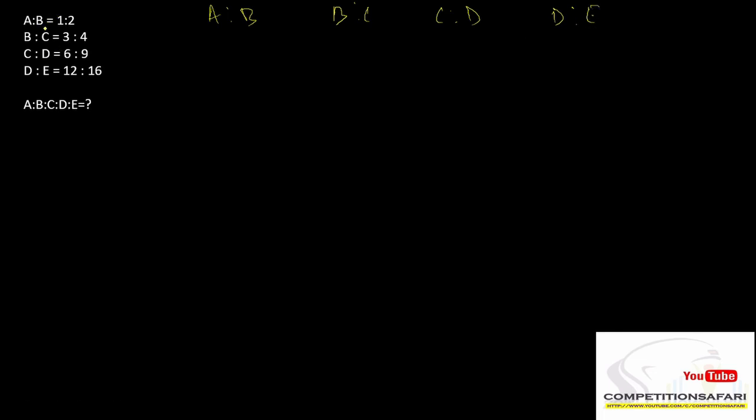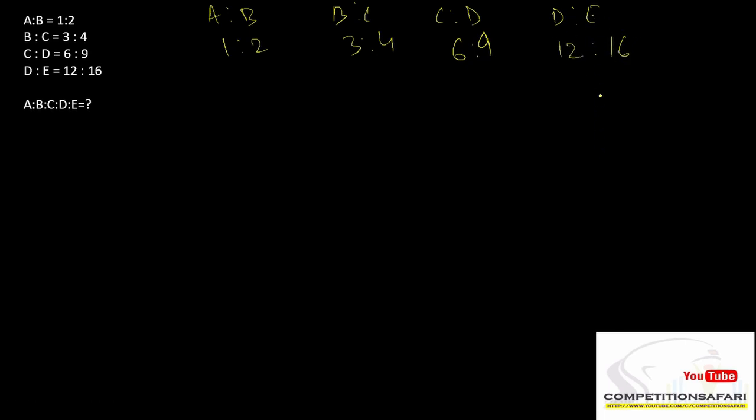You are given the values of A is to B, B is to C, C is to D, and D is to E. What you need to find out is the ratio of A is to B is to C is to D is to E. Let's write down the values. 1 is to 2, 3 is to 4, 6 is to 9, and 12 to 16.